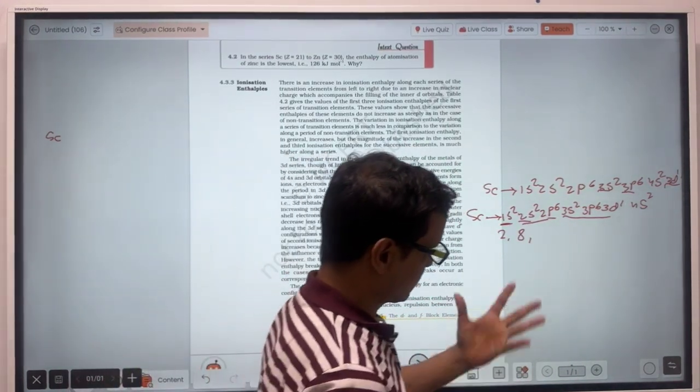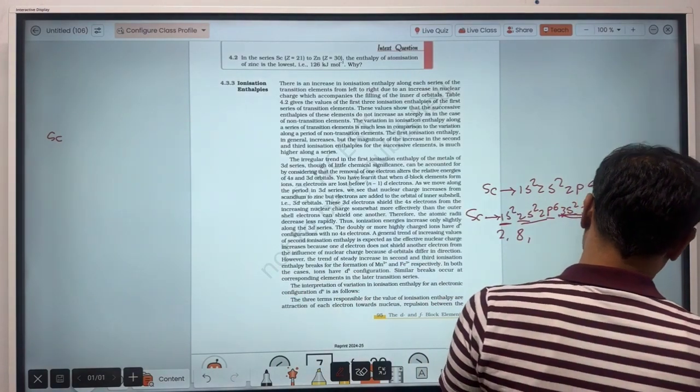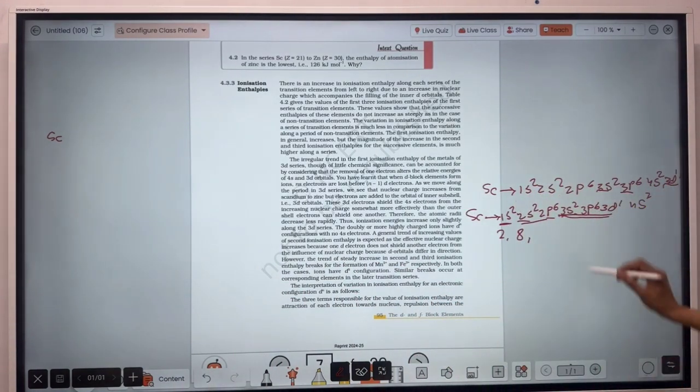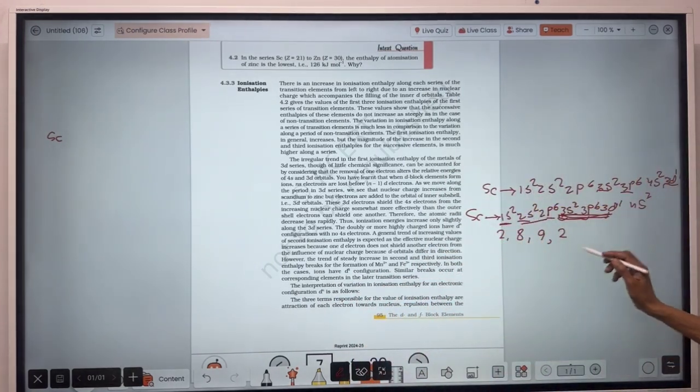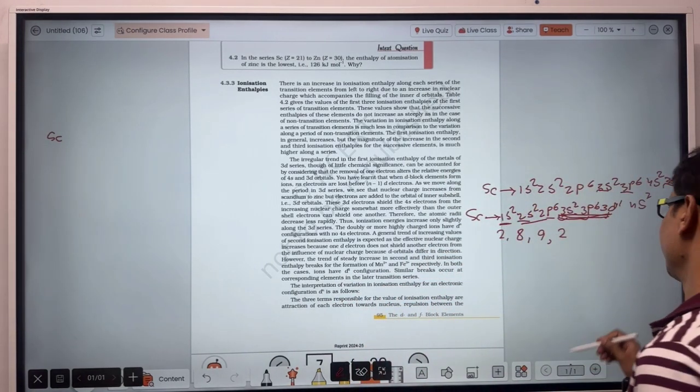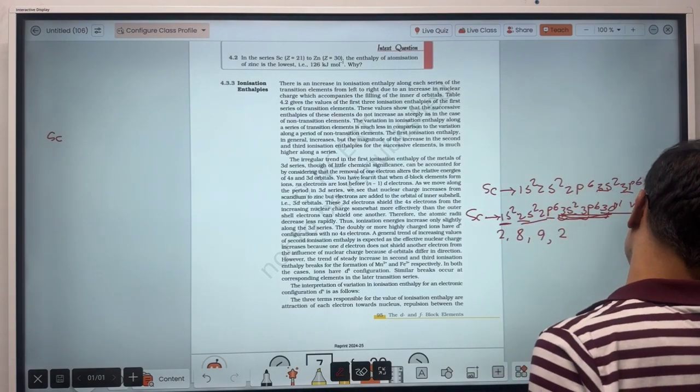In the third shell the number of electrons is 9. How? Because the third shell contains 3 subshells, with 2 electrons in s, 6 electrons in p, and 1 electron in d. So the total is 6 plus 2 plus 1, that is 9. And in the fourth shell there are only 2 electrons. That is the electronic configuration of scandium. So scandium's outermost electronic configuration is 3d1, 4s2.